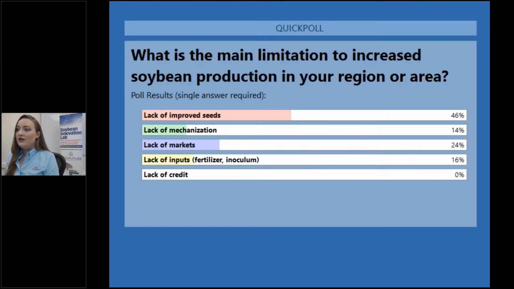And just to take a quick look at those answers, looks like 40% of you think lack of improved seeds is the biggest limitation, while 14% cite lack of mechanization, 24% are dealing with lack of markets, 16% are dealing with lack of inputs, including fertilizer and inoculum.